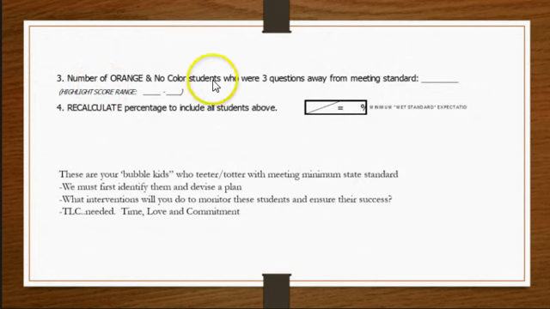These are your number of orange and no color students that were 3 away from meeting standard. And then there's a range that lets you know about the students that are close. It's your bubble kids who teeter-totter with meeting the minimum standard. And we've got to find a way and get a plan for them as well. What interventions will you do to monitor these students and ensure their success? And remember, they need lots of TLC, time, love, and commitment from you and from them.